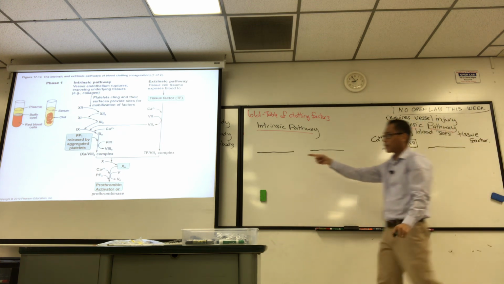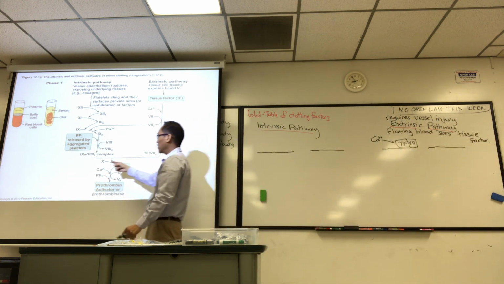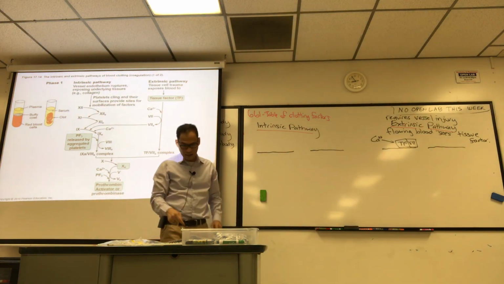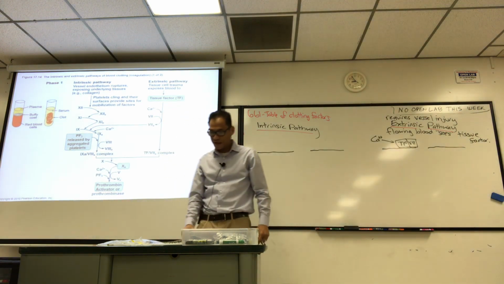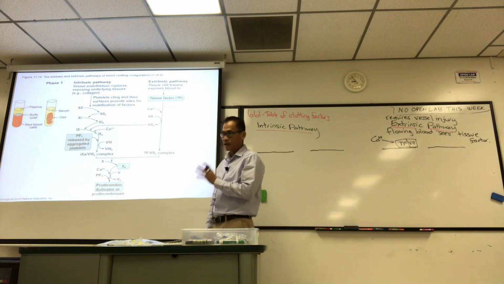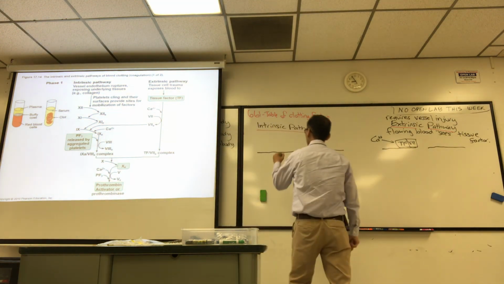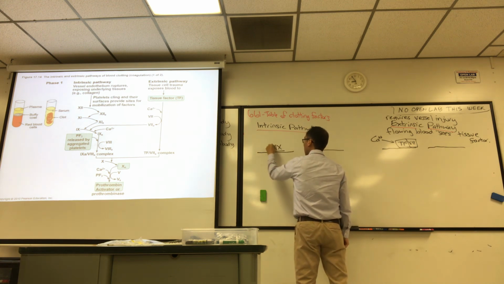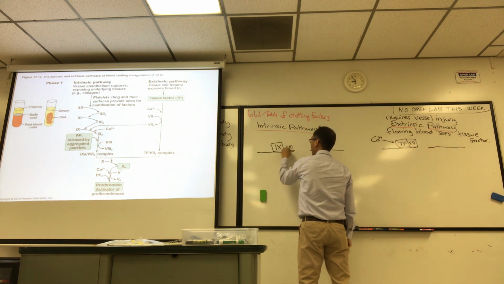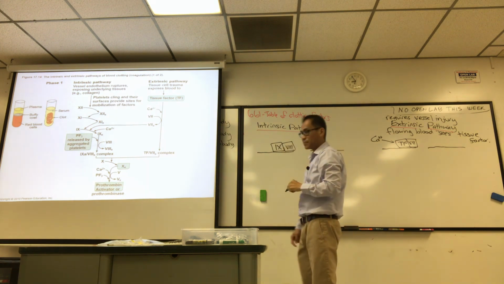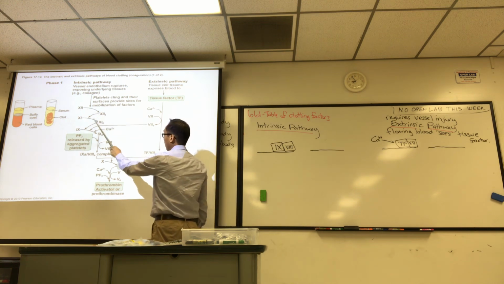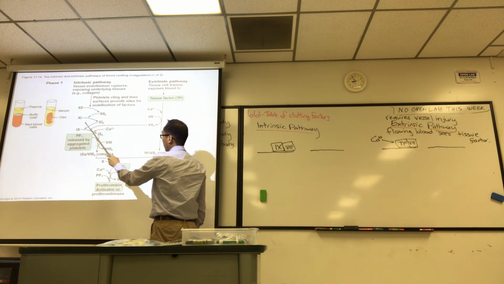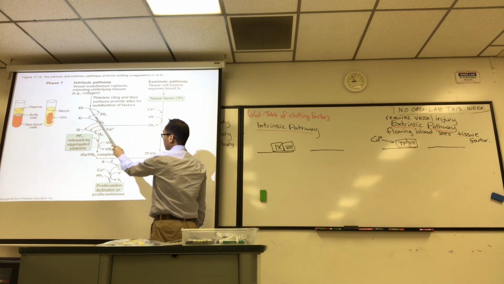Now on this other side, the complex that's important is factor 9 and 8. 9 is plasma thromboplastin component, and 8 is anti-hemolytic factor. Let's just go with 9 and 8, IX and VIII. There are a lot of steps to get to that. You need 12 to activate 11, and 11 to activate 9, and you also need calcium. So 12 to 11 to 9.